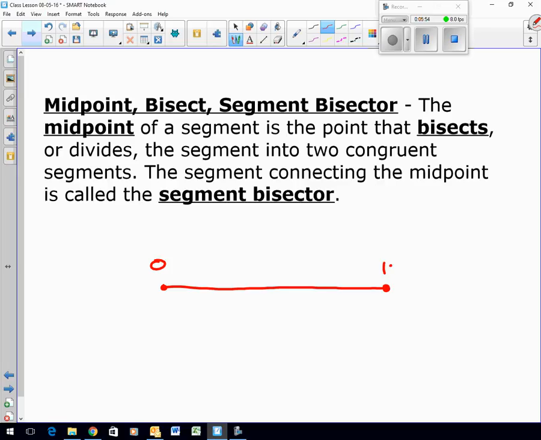And I get to 10. The midpoint of 0 and 10 is what? 5. How did you do that? Okay, common sense. Well, there's a little math behind your common sense.